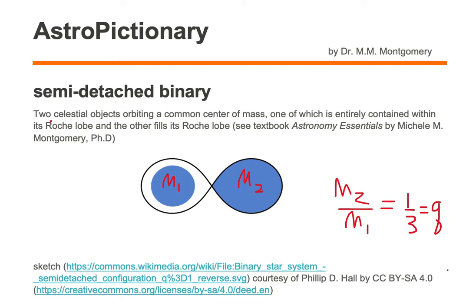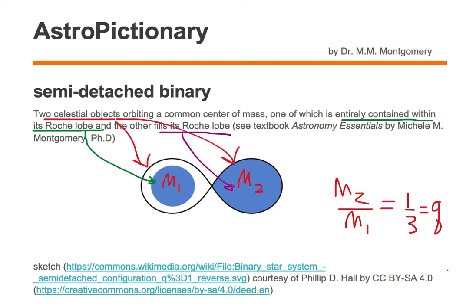Our semi-detached binary is two celestial objects orbiting a common center of mass, one of which is entirely contained within its Roche lobe, that would be our M1, and the other filling its Roche lobe, that would be our M2.